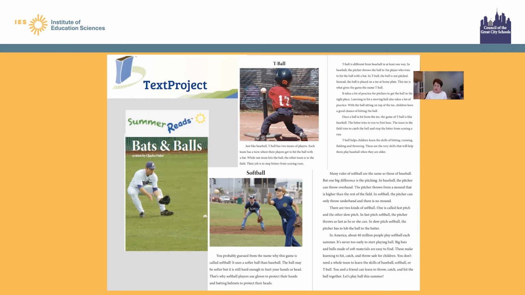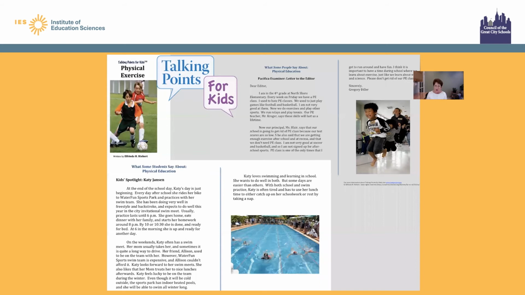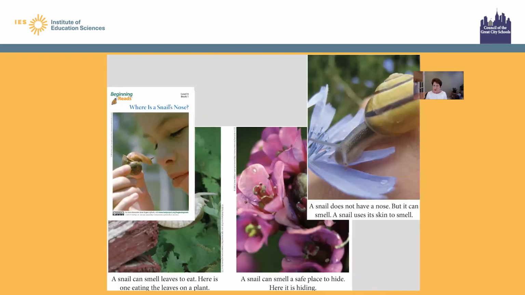So what I'm suggesting, I provided these sets of text. Here's another one called Talking Points for Kids, in which there are about 6 or 7 texts around something that kids care about, like physical education, or do we keep animals in zoos, or should you be able to bring toys to school? As I also showed you before, the beginning reads is another example of one of these sets of text where words are repeated. In the case of this unit, there are 12 sets of books, and you have the word snail across a lot of these books, nose across a lot of these books, and the word smell.